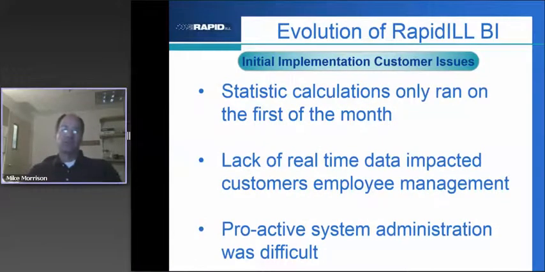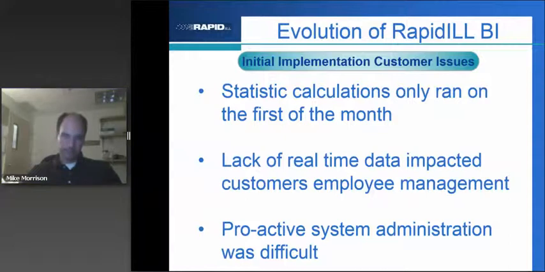There are also several customer issues with this implementation. One, the calculations only ran on the first of the month, so sites could not see how they were doing in the system until the beginning of the following month. This lack of real-time data impacted customer employee management. Our customers wanted to know how many people they needed on staff to run this system. We could not give them real-time data to do that. Third, proactive system administration was also difficult because our administrative staff could not monitor the system to see how it was operating on a real-time basis.